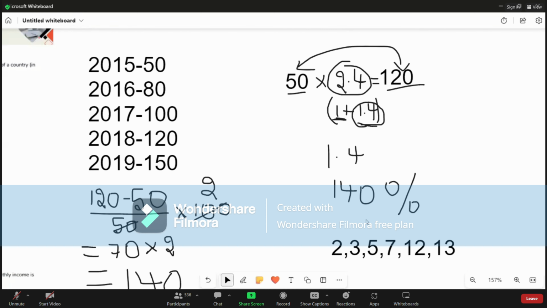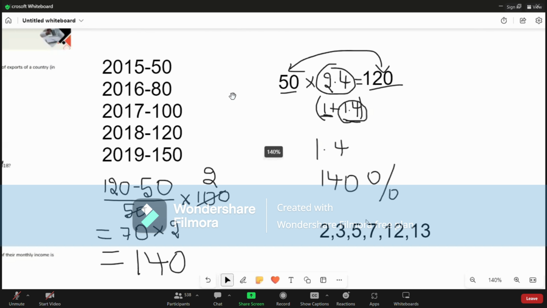Which one do you want me to explain again? The chart. Present one. Is this the one you are saying you want me to explain again?